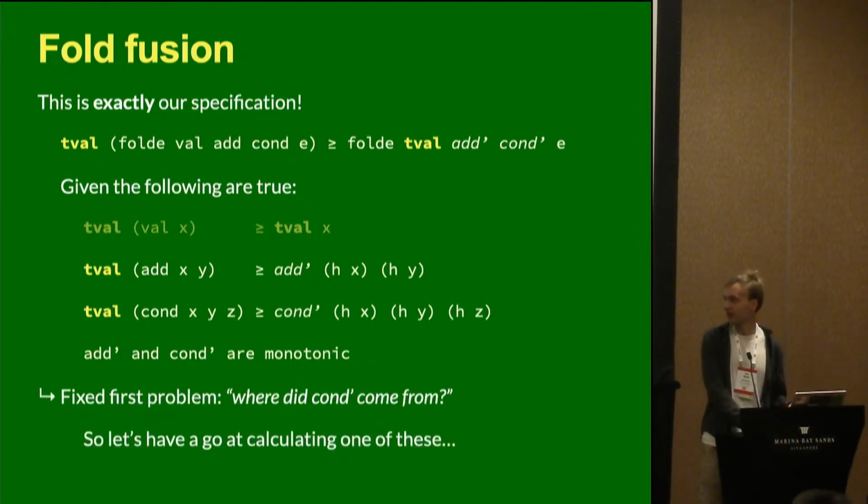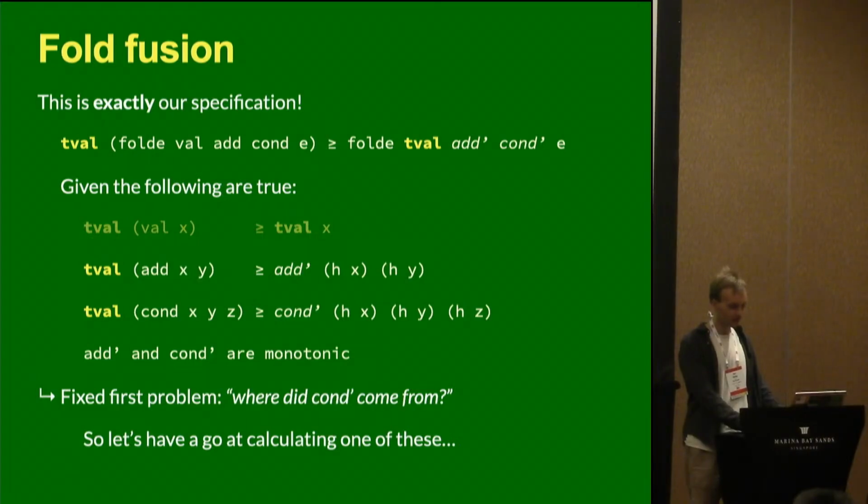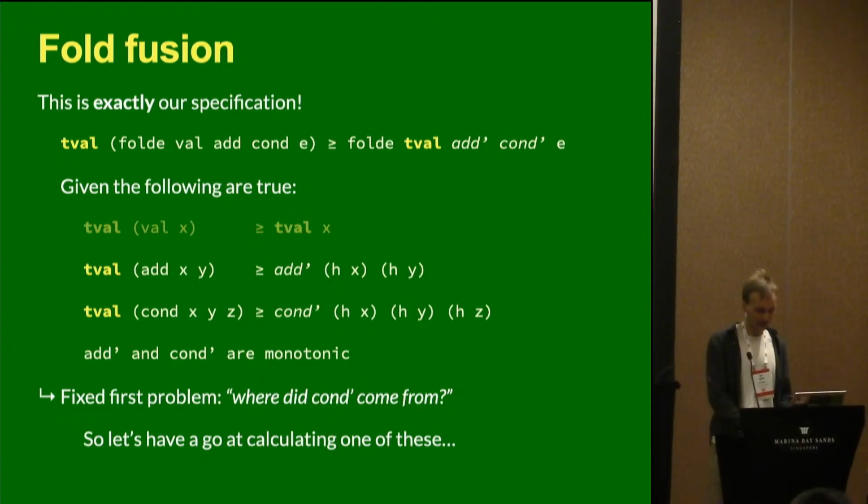But more importantly, for me at least, this has fixed our first problem. We now know where cond prime came from. It came from the fact that this is just fold fusion. So we can come back to calculating things. Let's try and calculate this cond prime from this, when I say second, it's actually the first one's a bit boring. So second condition.